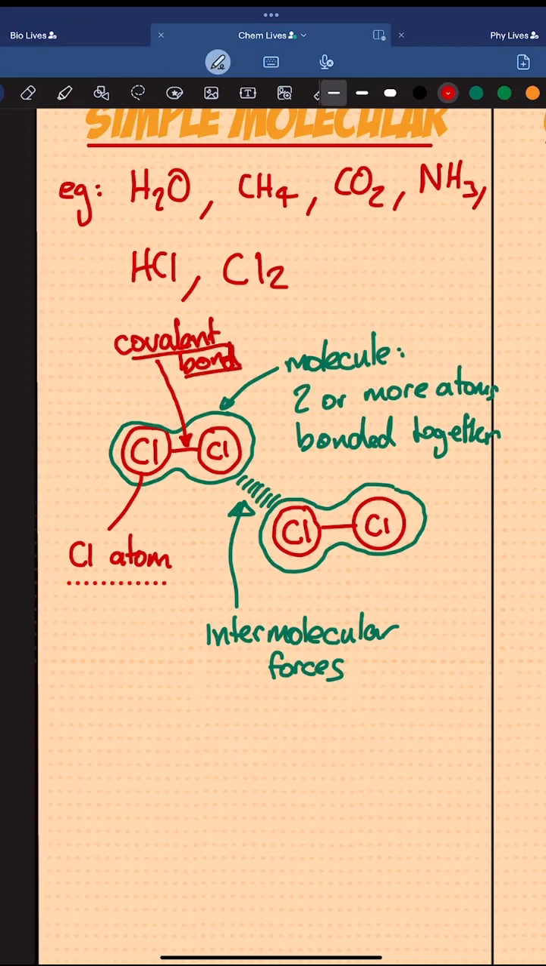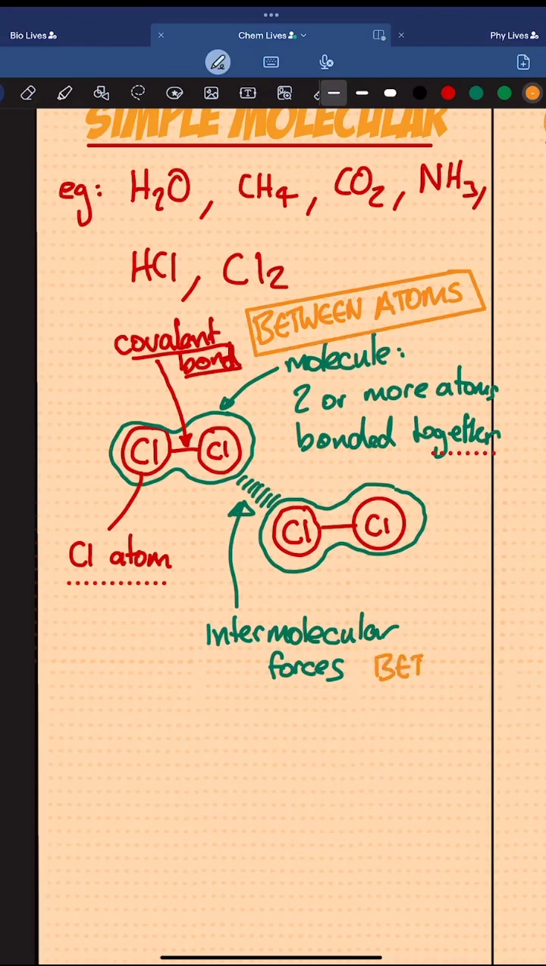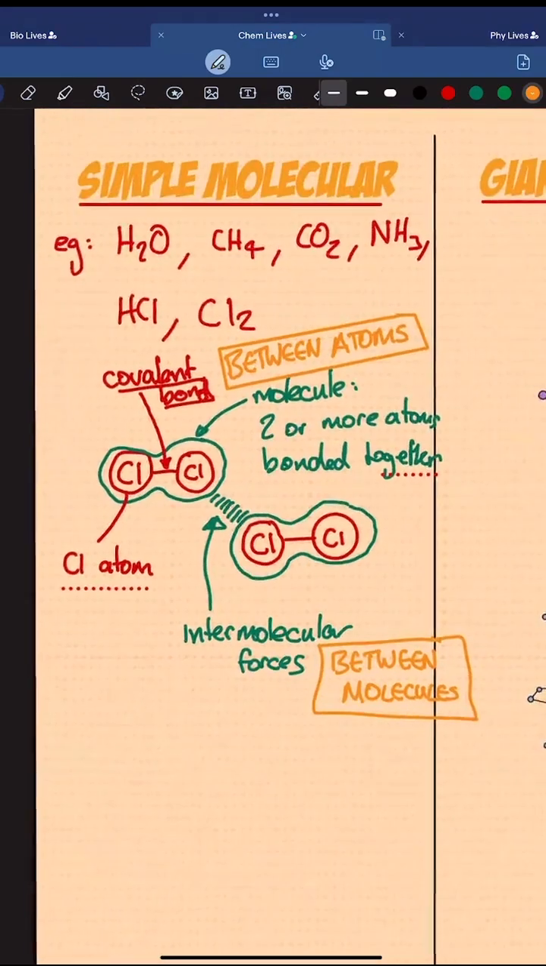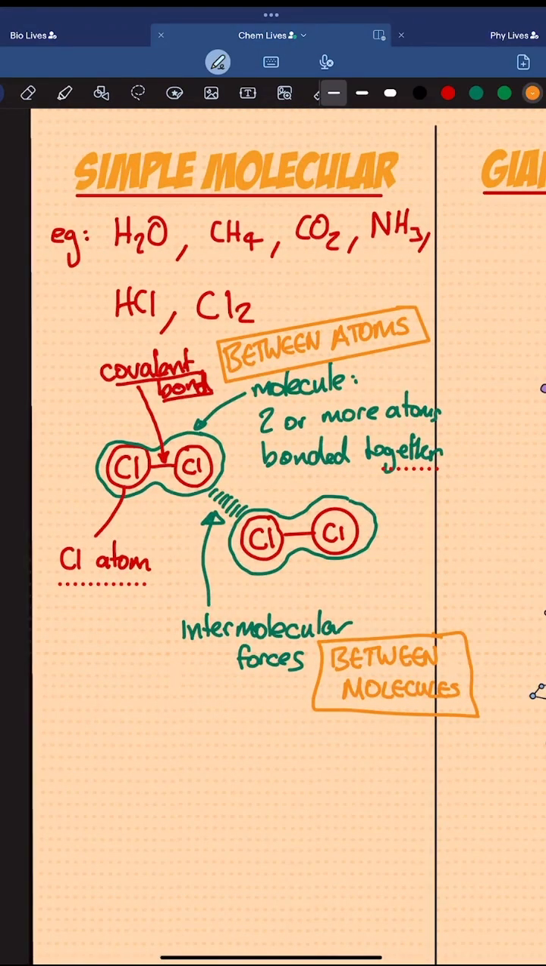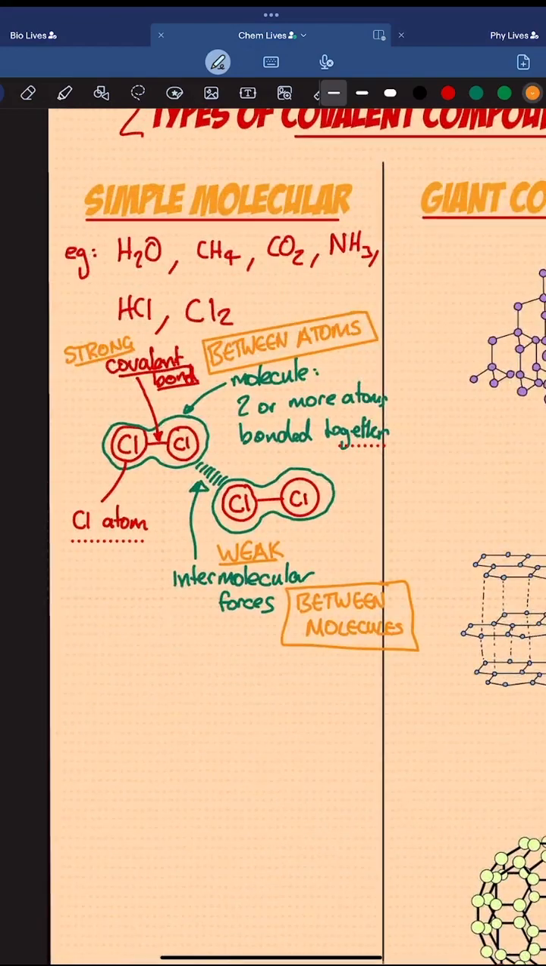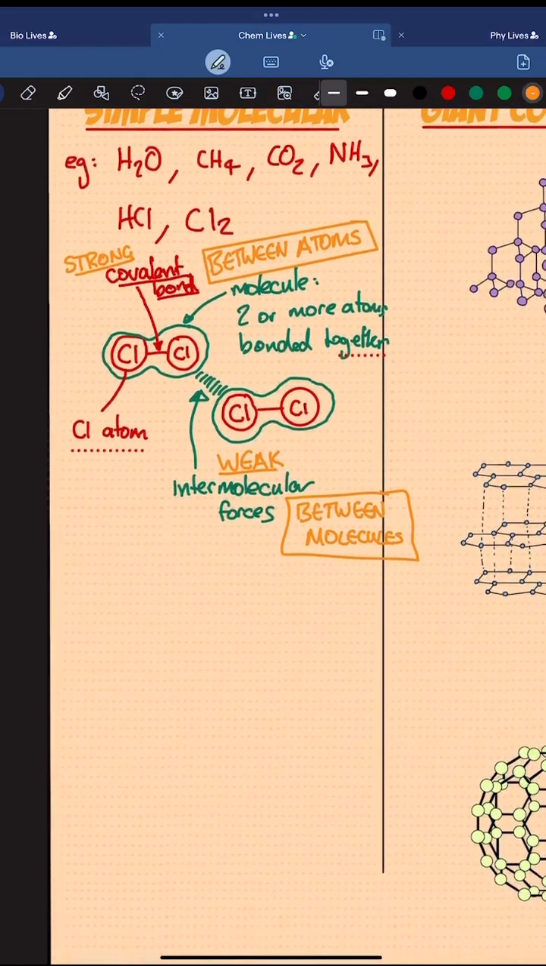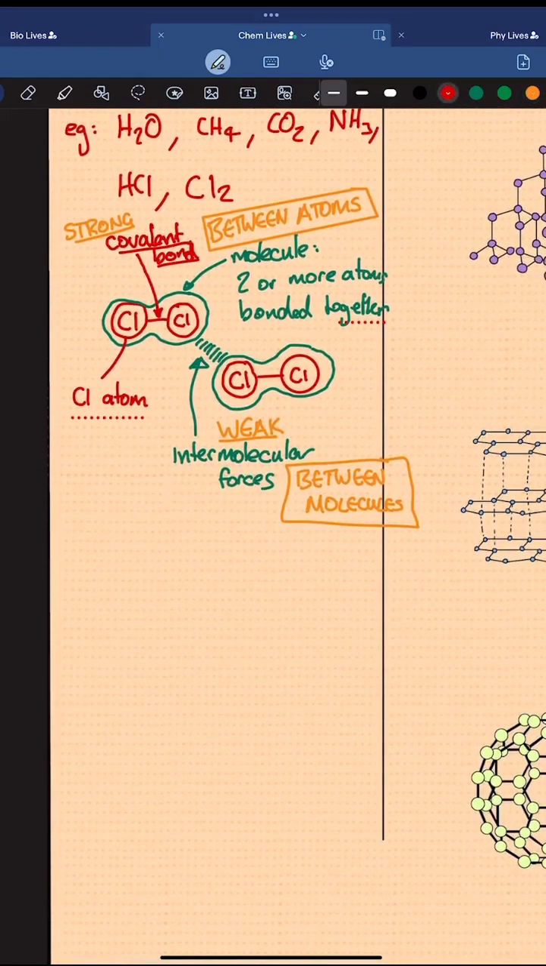Covalent bonds are between the atoms. Intermolecular forces are between molecules. Covalent bonds are strong. Intermolecular forces are weak. And these notes, guys, remember, I'll upload these onto the YouTube channel. That's the difference between the two. Simple molecular substances have low boiling and melting points.